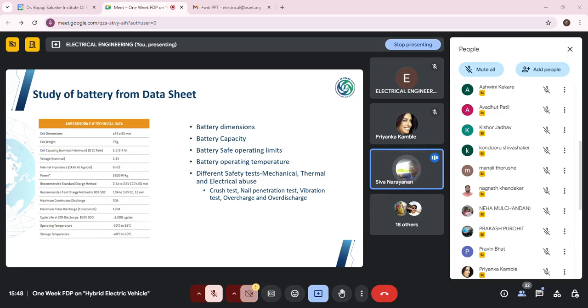There is a chance that our BMS may fail, and sometimes the battery gets overcharged or over discharged. On all these conditions, how our battery has to be protected, or what our battery voltage will be, you can find everything in the data sheet. Most manufacturers provide it.